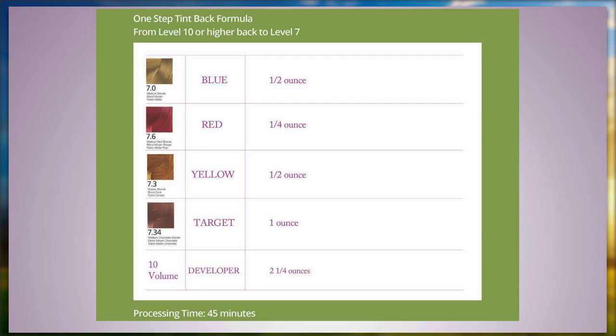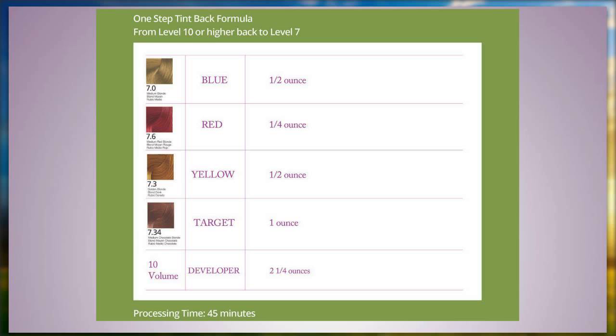And I'm going to use 10 volume because I'm not looking for any kind of lift. I'm not trying to cover gray or anything. So I'm basically just looking to deposit this color. But how much am I supposed to use, right? If you look at that last column, it'll tell you the proportions. So you're using half an ounce of 7.0, which is our blue, a quarter of an ounce of 7.6, which is our red, half an ounce of 7.3, which is our yellow, and then 1 full ounce of 7.34, which is our target shade.